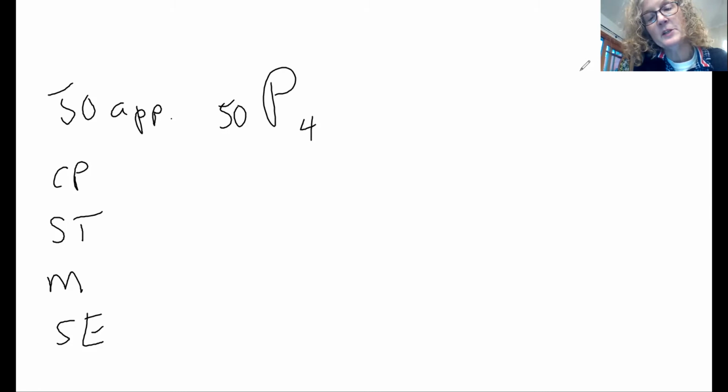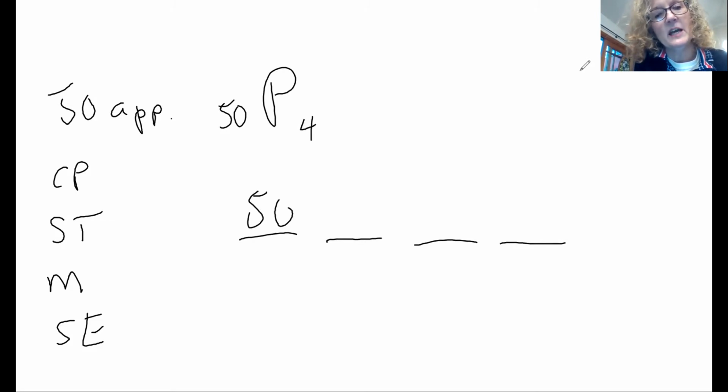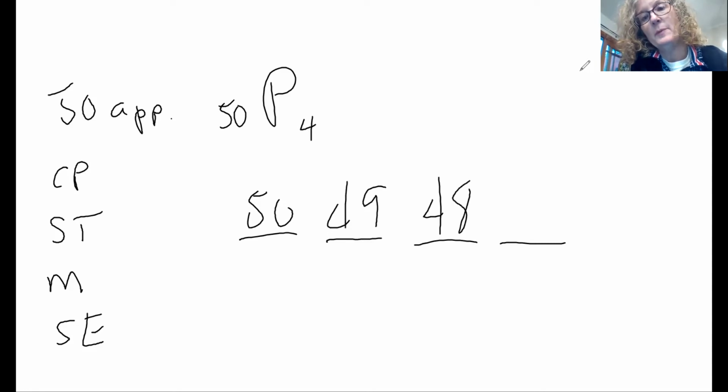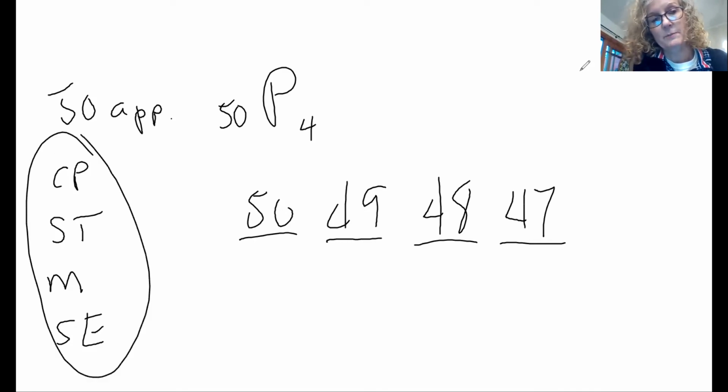Now remember, when you have a permutation, you don't have to use the formula. You can just say, okay, I got 4 positions to fill. How many people could be the computer programmer? 50. How many could be the systems tester? Well, whoever was the computer programmer can't be the systems tester. So 49. And I'd have 48 for the 3rd job, and I'd have 47 for the 4th job. Multiply that out, and you get a really big number. But that is the total number of different ways that 50 people can fill these 4 positions.